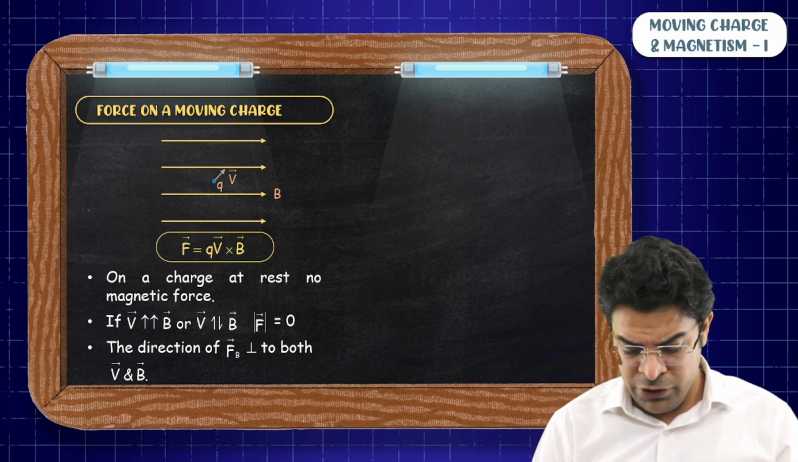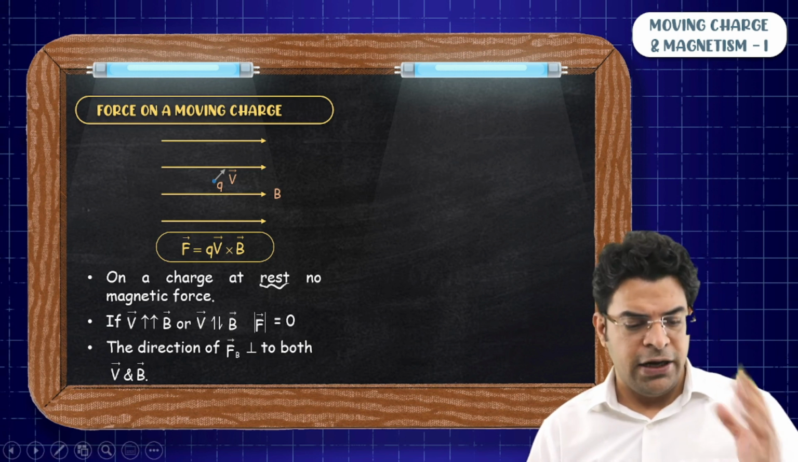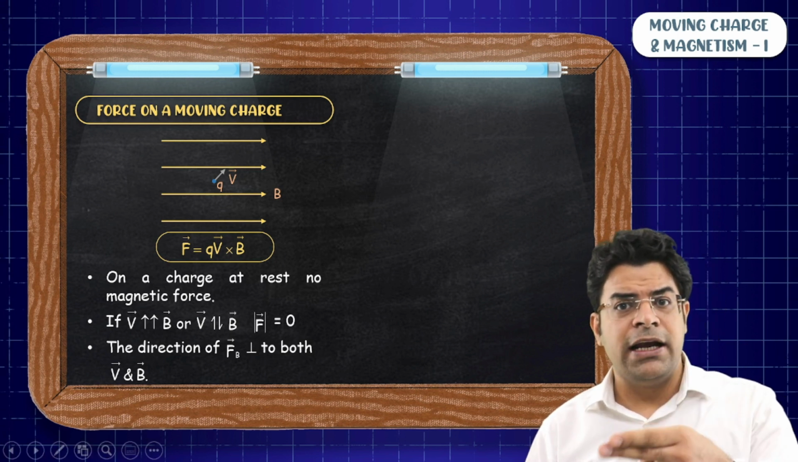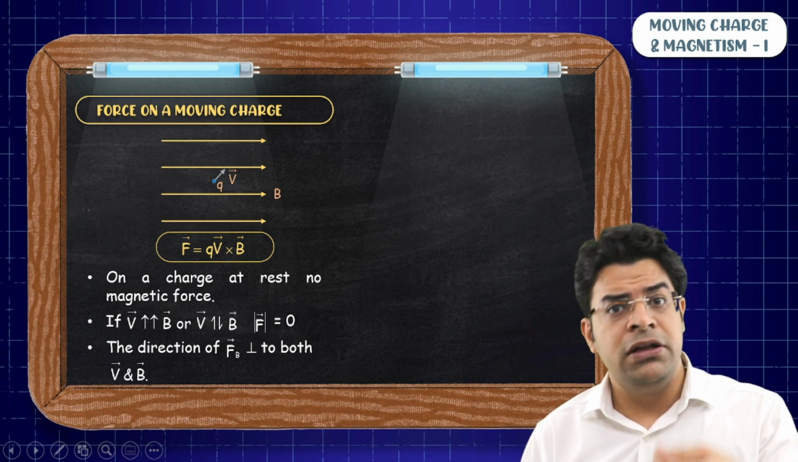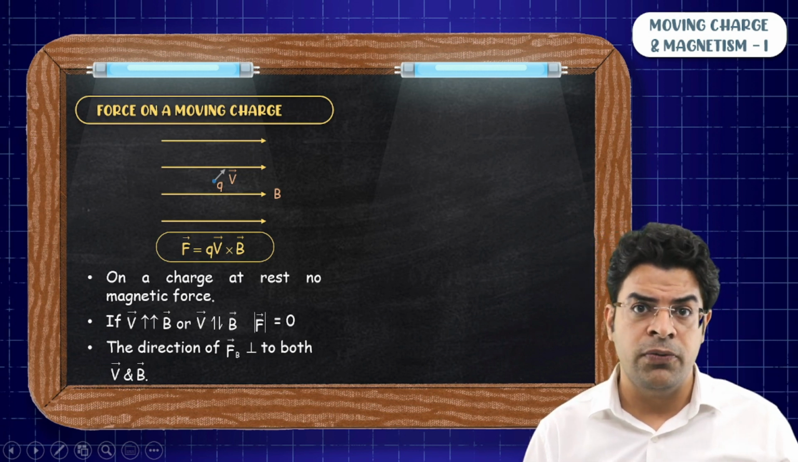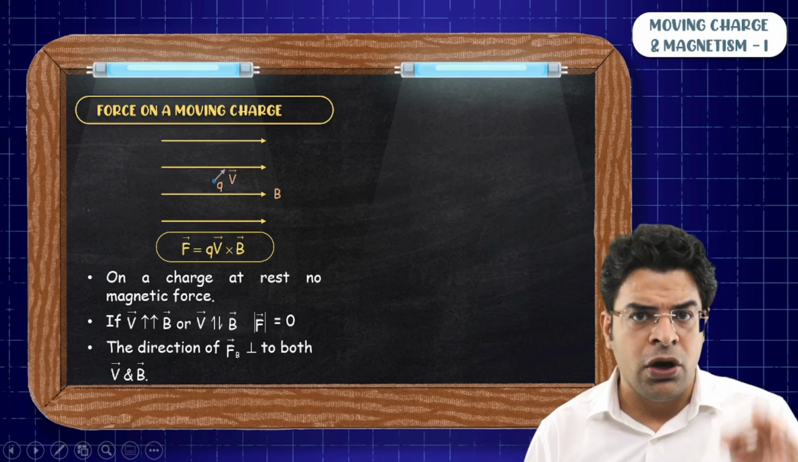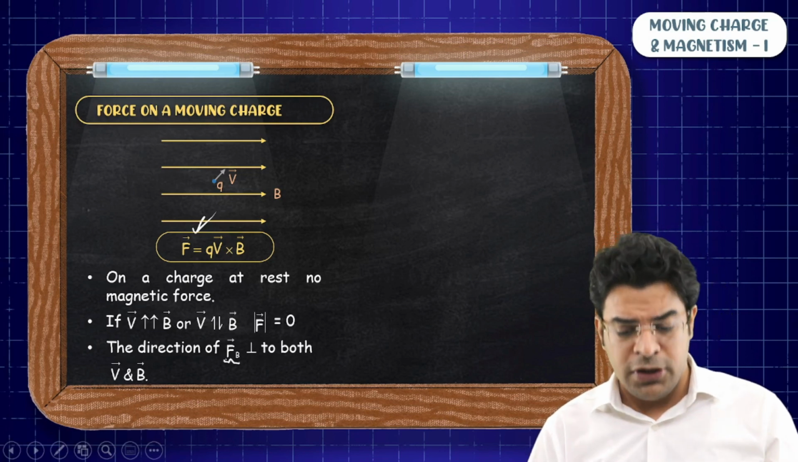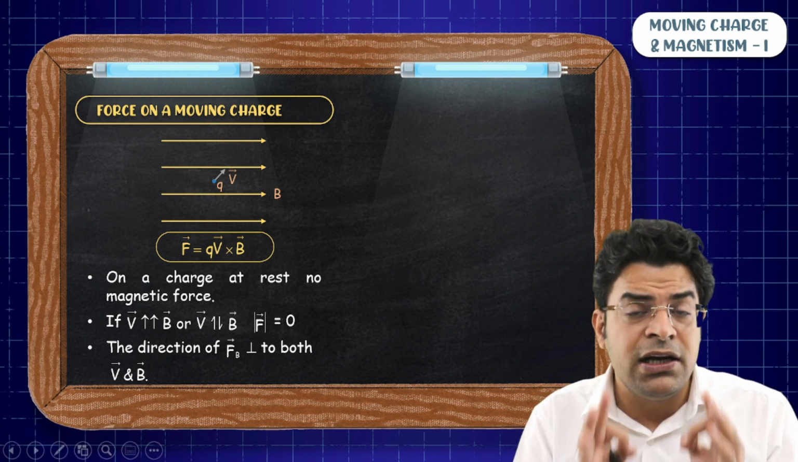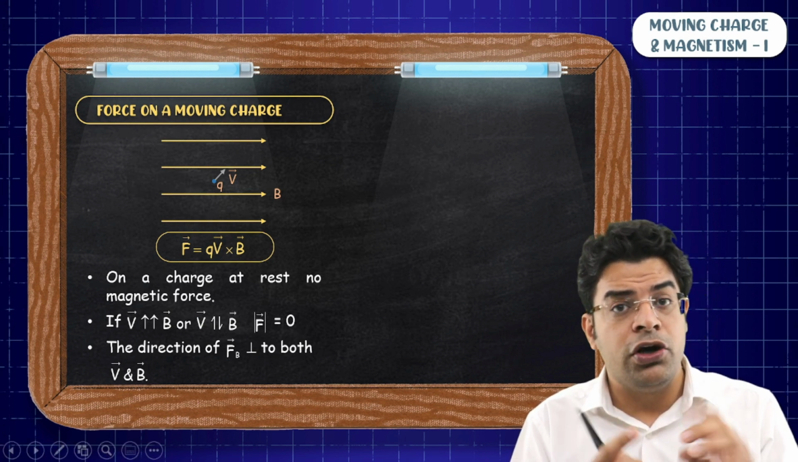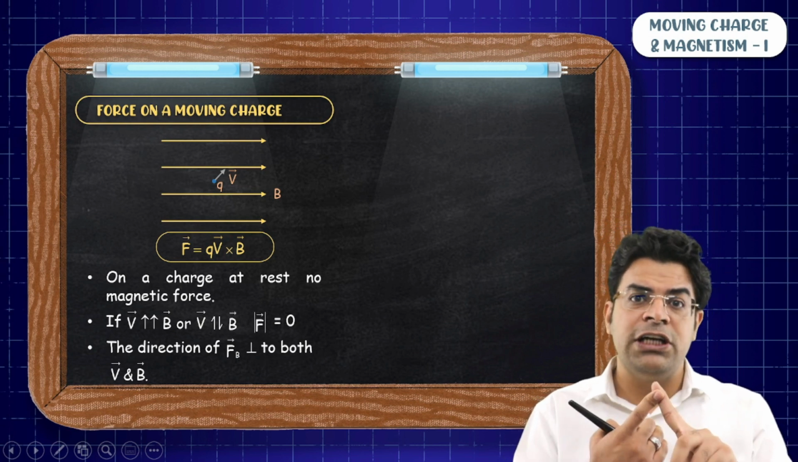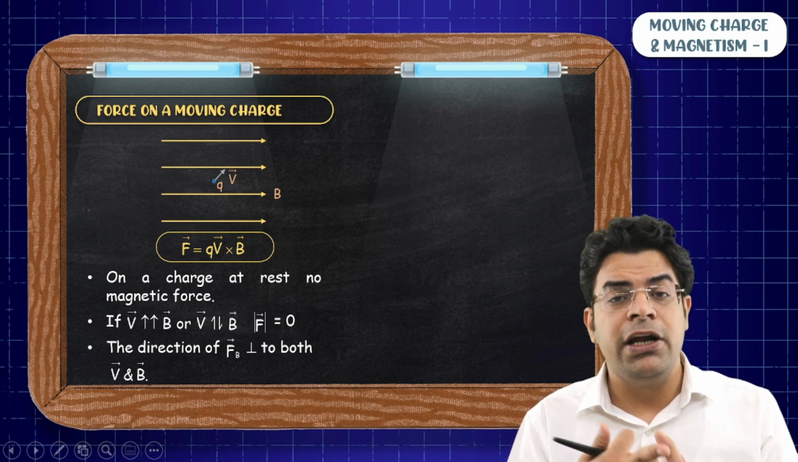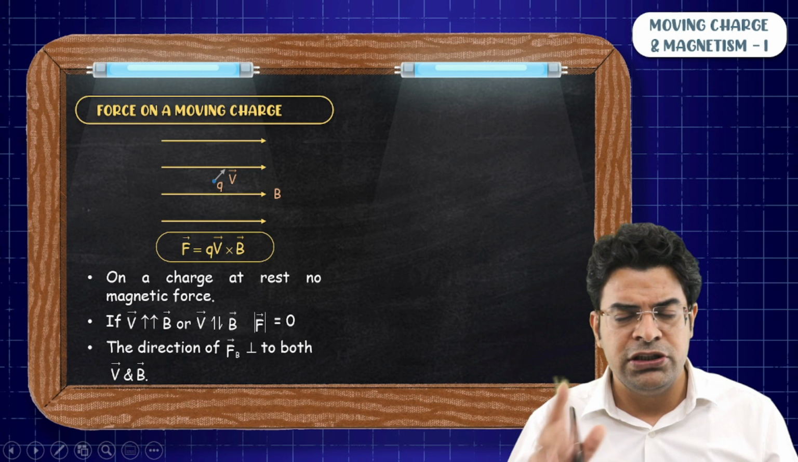The first point, if the velocity is 0, magnetic force is 0. If the velocity and magnetic field are parallel or anti-parallel, then the magnitude of magnetic force is 0. And the third point, which I have said just now, is if you get force from the cross product of velocity and magnetic field, then the direction of force must be perpendicular to both the velocity of the charged particle as well as the direction of magnetic field. This is the third point.